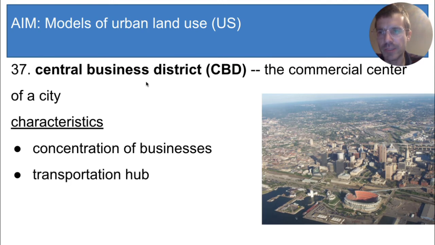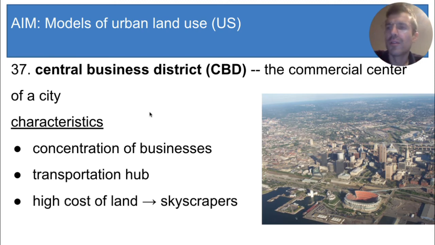Second, the CBD is a hub of transportation networks, which means that it's a meeting place for subways, buses, streetcars, or trains. The city's main train station is often located in the CBD. Third, the CBD has the highest land costs in the entire city. And in order to occupy less land and save money, developers build vertically up. And that results in a lot of very tall skyscrapers in the CBD.